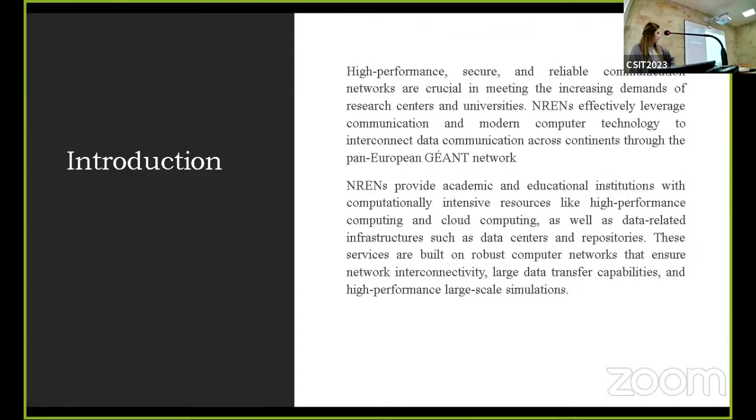The services are built on robust computer networks that ensure network interconnectivity, large data transfer capabilities, and high performance large scale simulations. Traditional network administrators have used test infrastructure comprising physical components like cables, routers, switches. So they need strong monitoring tools and virtualization that can help in their work. In our work, we have used network virtualization and simulation that helps us get results and then simulate our network in real.